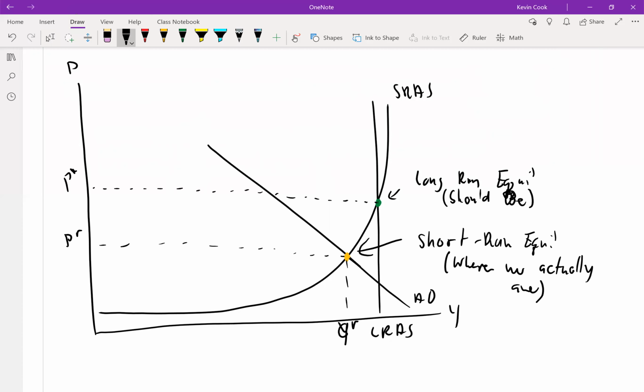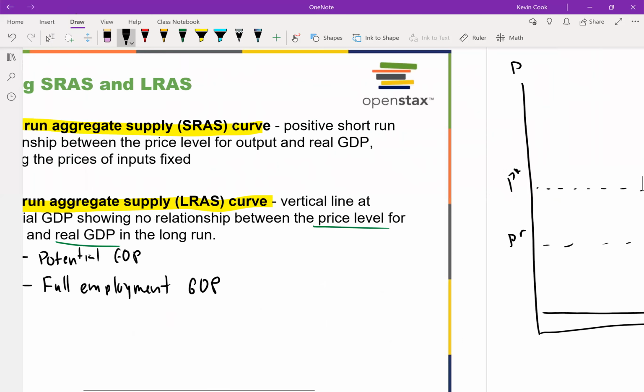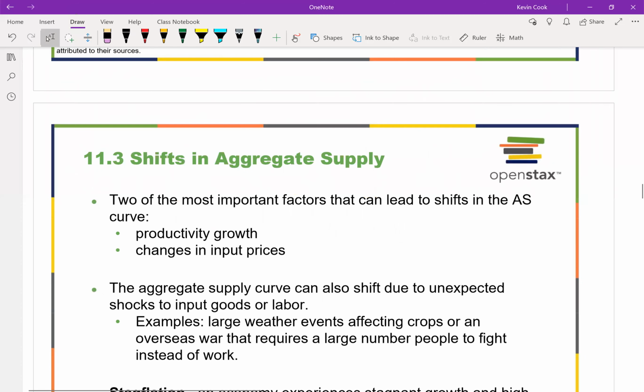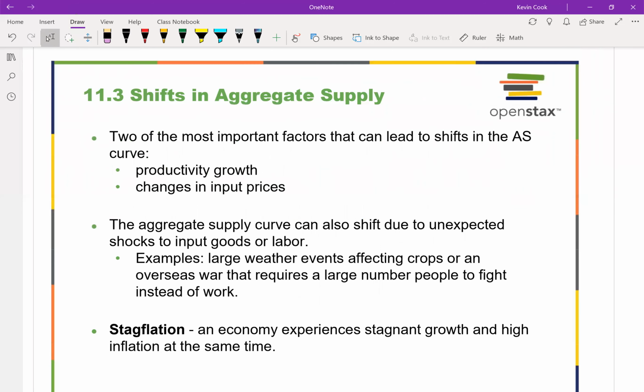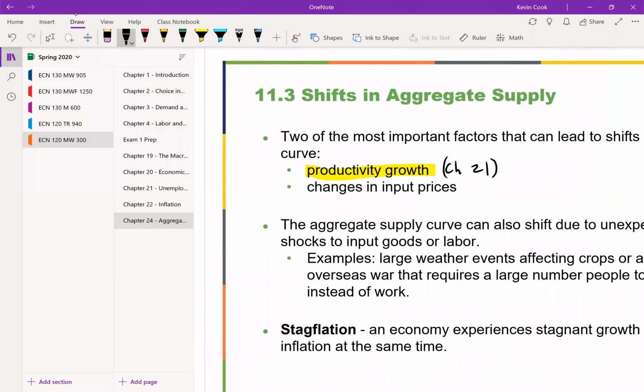But first, we want to look at what actually causes AD and AS curves to shift. So first little bit looks at our aggregate supply. We're going to see mainly two very important factors that actually cause our aggregate supply curve to shift. The first is our productivity growth, and this was from our chapter on growth. I think that was chapter 21. Yep. What? Nope. 20.